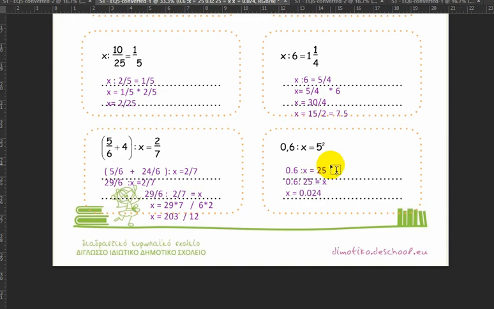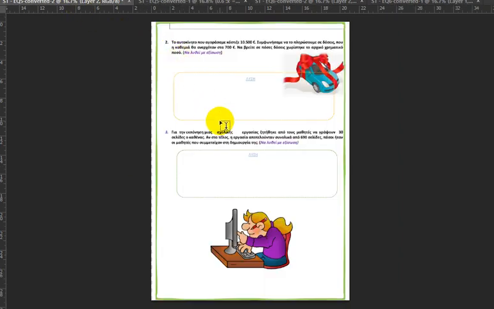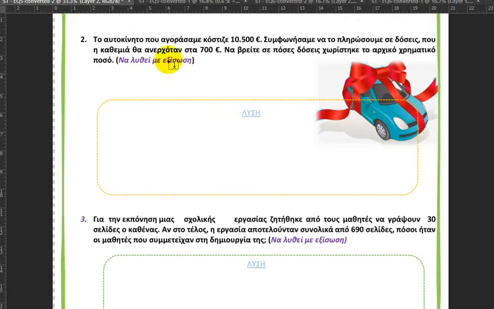Yeah, exactly. All right, first page, done. Moving on to the problems. We have a car that cost 10,500 euros. We agreed to pay in payments, and each payment was going to be 700 euros. How many payments is that going to need?